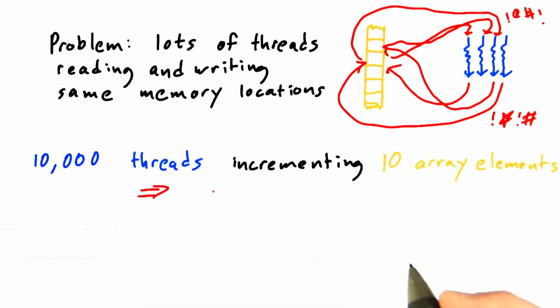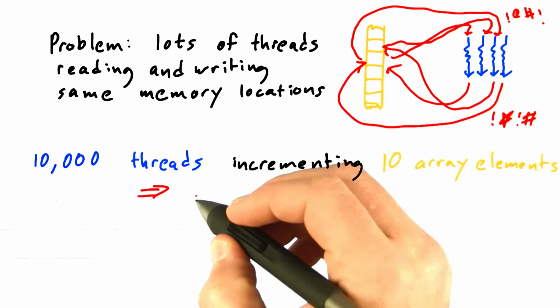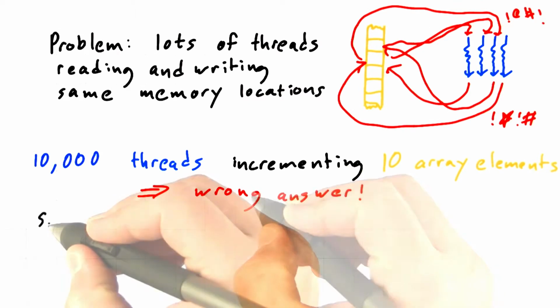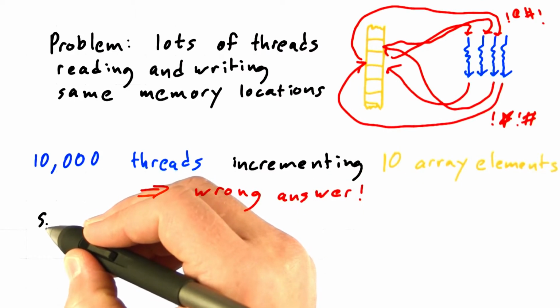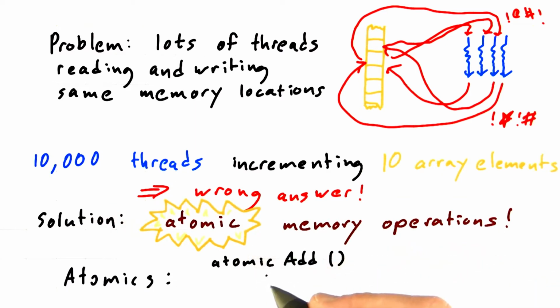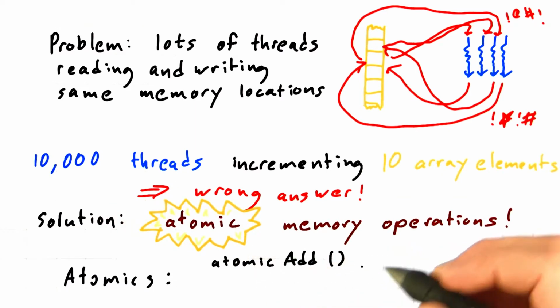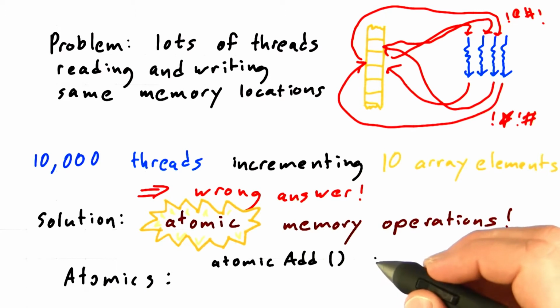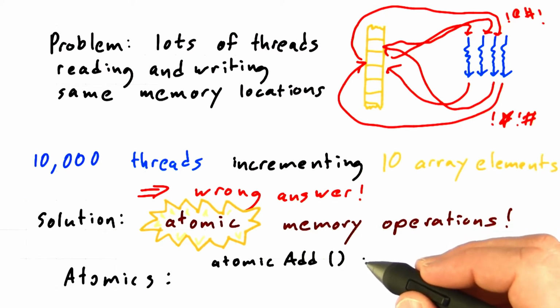So by just naively having 10,000 threads incrementing 10 array elements, we got the wrong answer. One solution might be to sprinkle barriers throughout the code that I just showed you. But another solution is something called atomic memory operations. Atomic memory operations, or atomics for short, are special instructions that the GPU implements specifically for this problem.